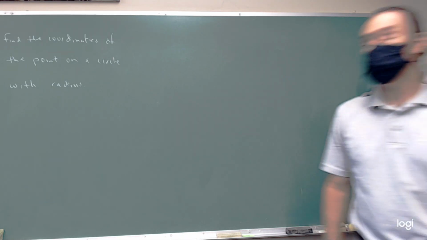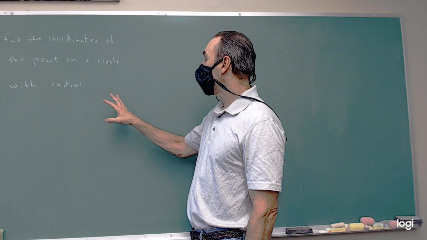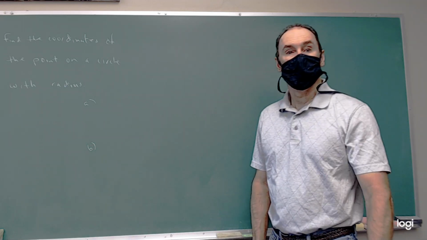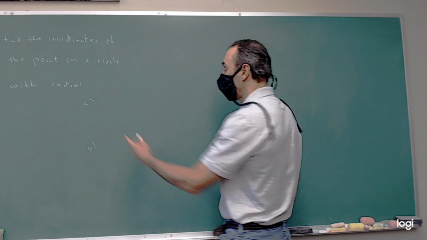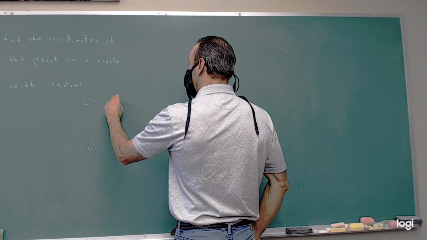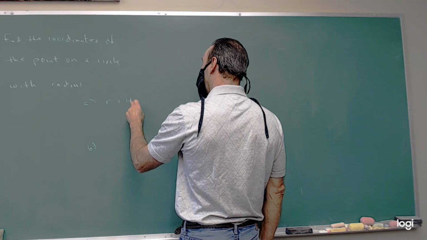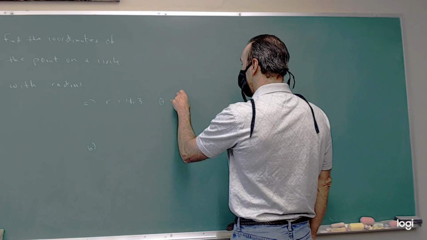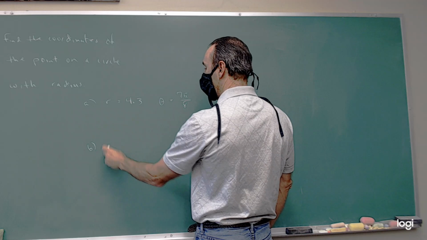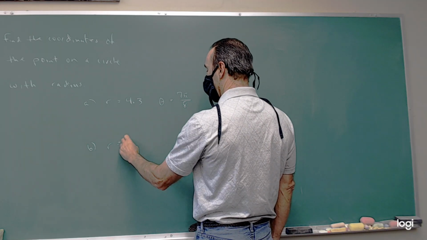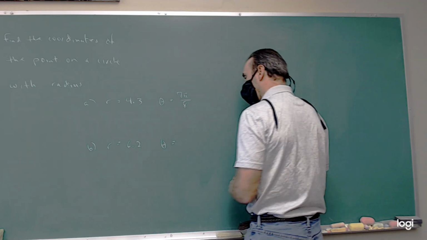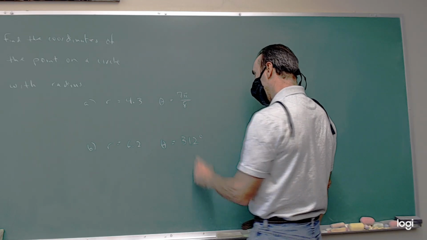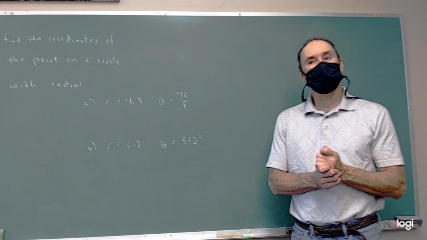So I want to do a couple of these. You need your calculator here. Can we find the coordinates of the point on a circle with radius? I'm going to give you two different versions of this, a radius and an angle. On the first one, the radius is 4.3, and the angle theta is 7 pi over 8. The second time, the radius is 6.2, and the angle theta is 312 degrees.